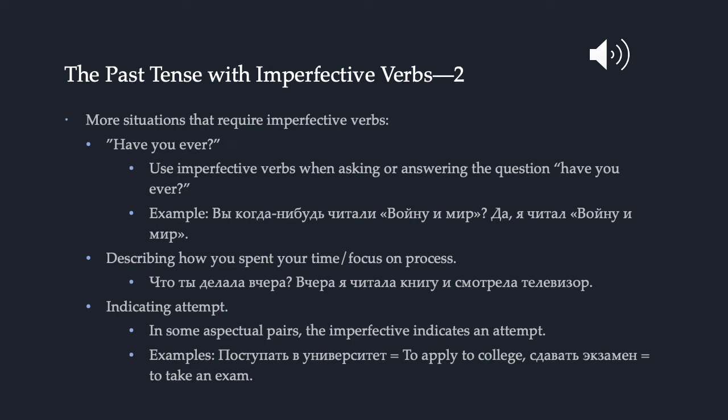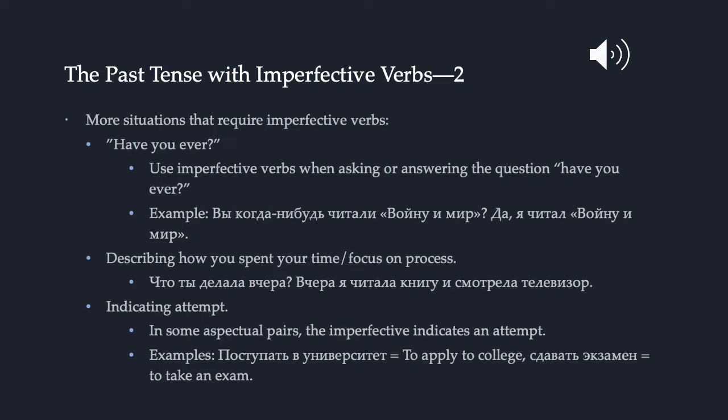Another situation where you will want to use imperfective verbs in the past tense is when you are asking or answering the question, have you ever done something? For example, вы когда-нибудь читали «Войну и мир»? Have you ever read War and Peace? Да, я читал «Войну и мир». Yes, I have read War and Peace. Or yes, I read War and Peace.